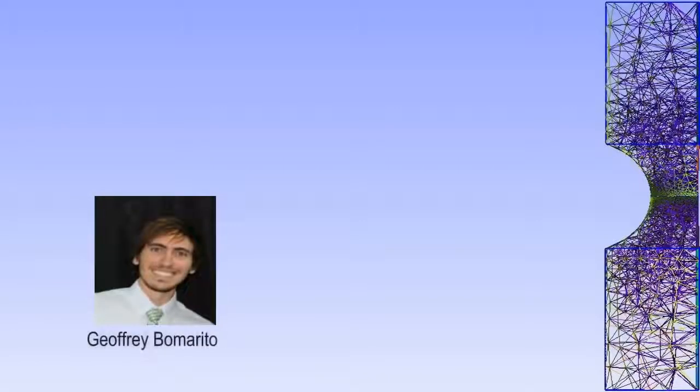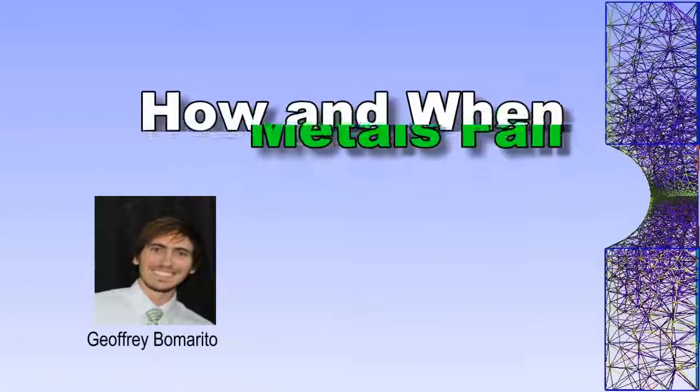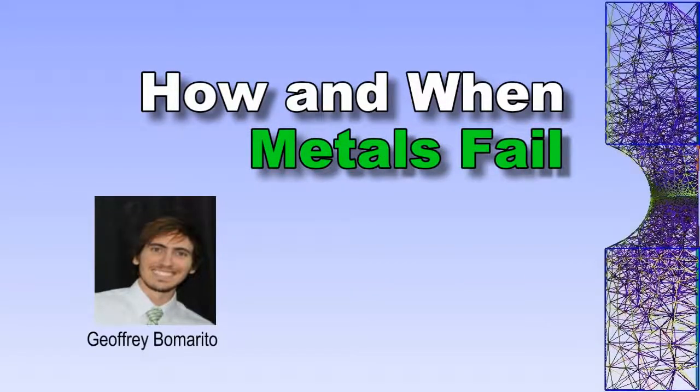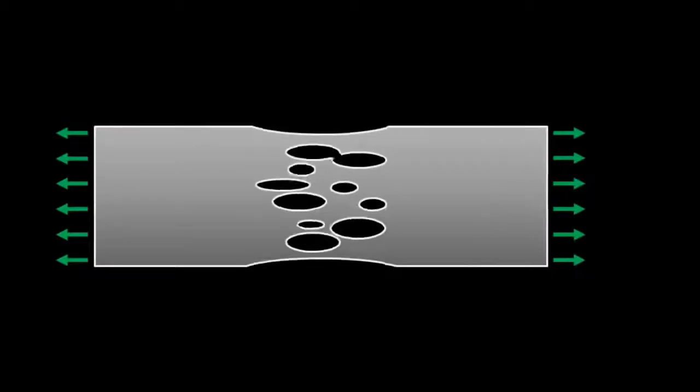Hi, I'm Jeffrey Bomarito, and I devote my time to finding out how and when metals fail. Did you know that every block of metal has tons of microscopic voids inside it? And that these microscopic voids actually play a crucial role in failure. When a metal is stretched or loaded, these voids start to grow and link together until the metal fails.